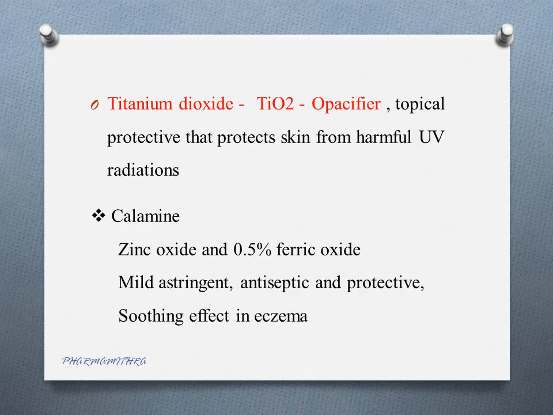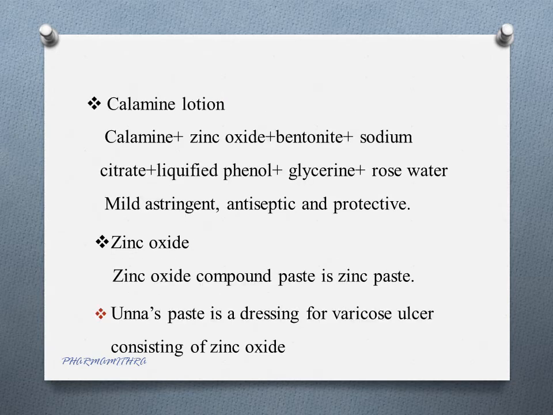The next is titanium dioxide, that is TiO2. It is also used as an opacifier and topical protective that protects the skin. In addition to that, we know calamine also has a protective action. The constituents are simply zinc oxide and 0.5% ferric oxide. It will act as a mild astringent, antiseptic, protective, and will give a soothing effect if any eczema is there.